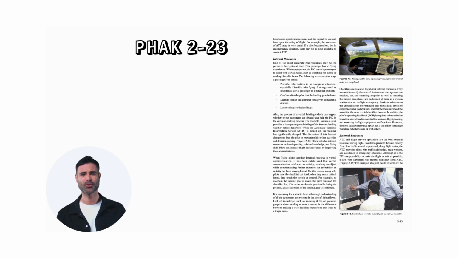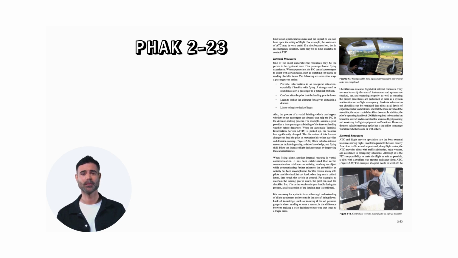Checklists are essential flight deck internal resources. They are used to verify the aircraft instruments and systems are checked, set, and operating properly, as well as ensuring the proper procedures are performed if there is a system malfunction or in-flight emergency. Students reluctant to use checklists can be reminded that pilots at all levels of experience refer to checklists, and that the more advanced the aircraft is, the more crucial checklists become.